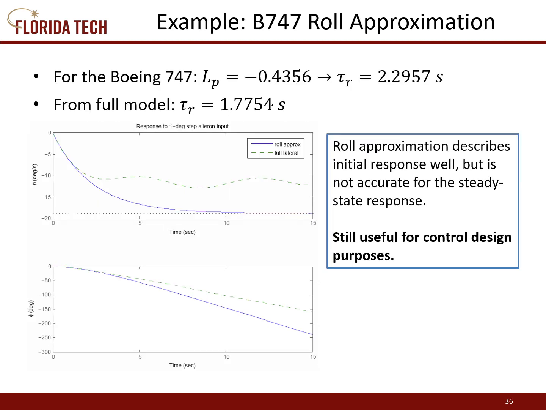So let's see how good this approximation works. We'll grab the Boeing 747 again. Given our LP of -0.4356, we see that the roll mode time constant for this approximation is this, but from the full model we see that it doesn't quite match. It does have a smaller roll mode time constant, so it gets pretty well at the initial response, but then the accuracy starts to decay after that. So still useful for control design purposes, but not the best model.